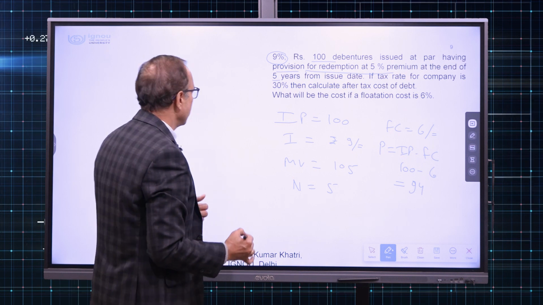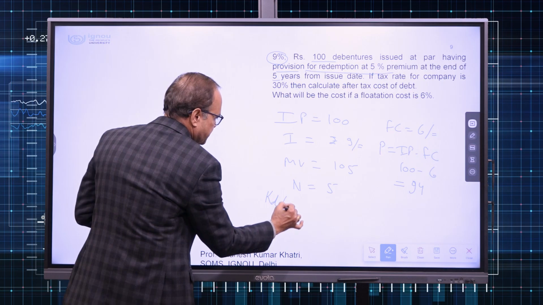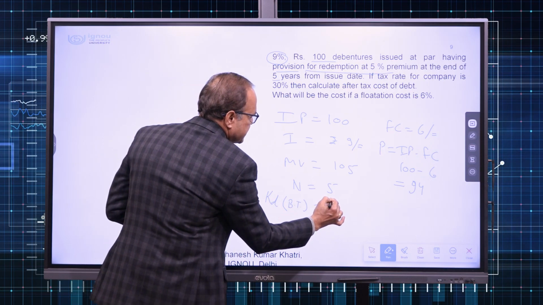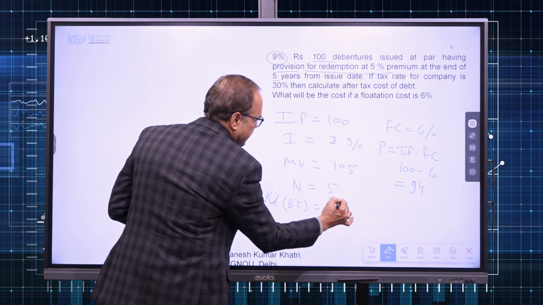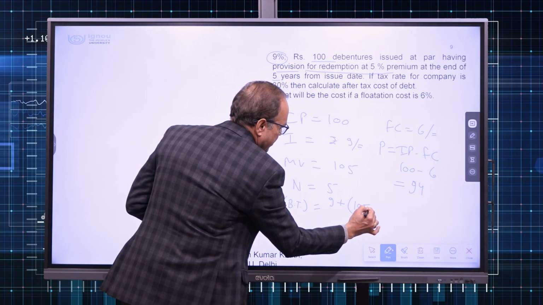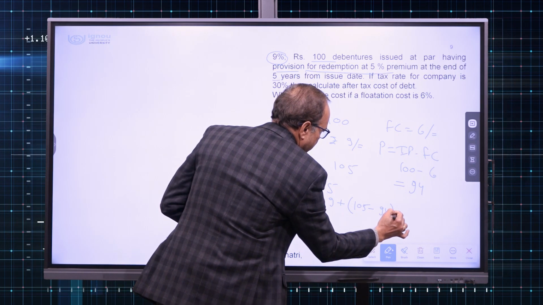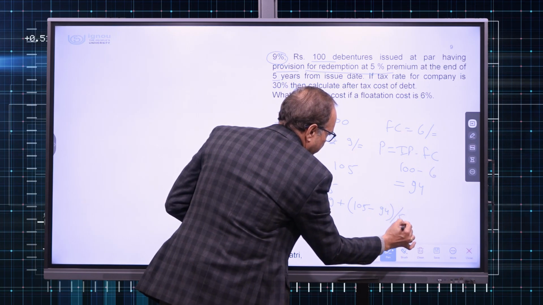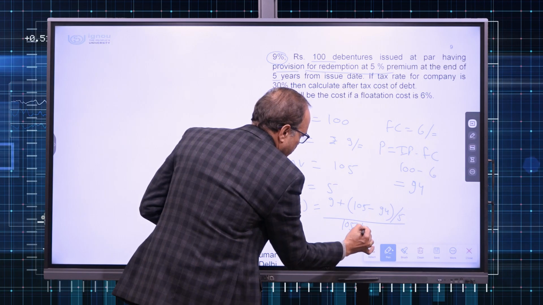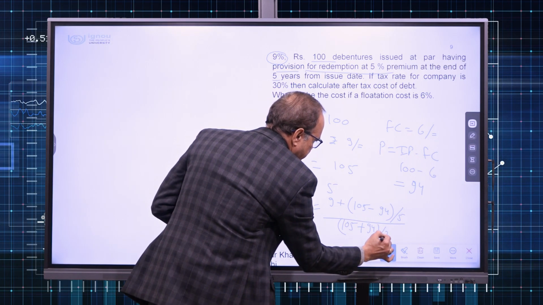Now we can use that formula. Cost of debt before tax, or pre-tax, is interest, which is 9 in this case, plus maturity value, which is 105, minus P, which is 94, divided by 5, over the average of 105, that is maturity value, and P.